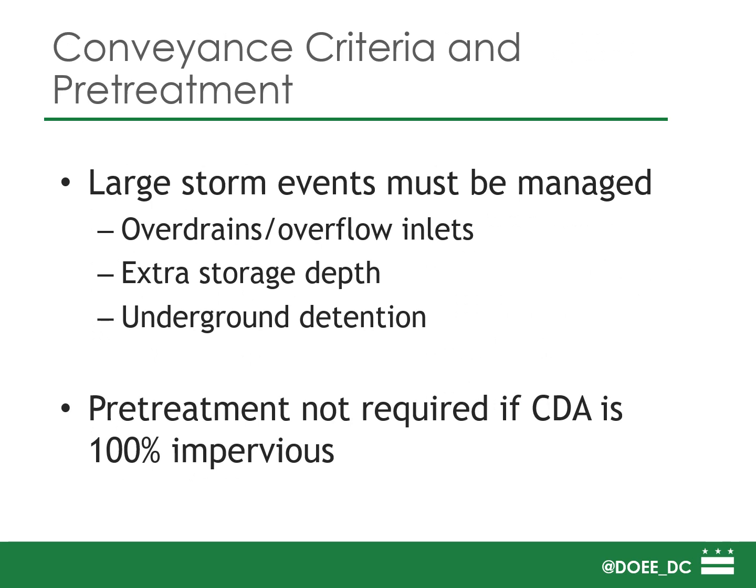Large storm events must be managed for the conveyance criteria and pretreatment. In the case of permeable pavement, this can be done in a number of ways. There can be an overdrain placed or an overflow inlet. You can put extra storage depth or underground detention. You basically have to ensure that in a large storm event, the excess runoff is going to go somewhere without causing a nuisance. Pretreatment is not required if the CDA is 100% impervious, but if you do have a source in the CDA that can contribute some sediment, a pretreatment filter strip is required.